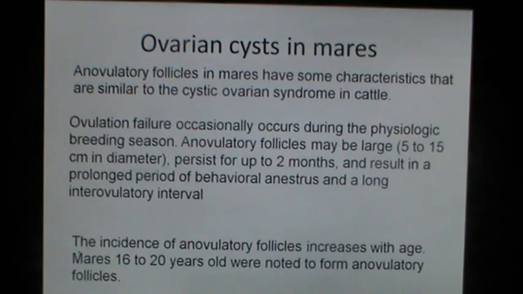Now we talk of ovarian cysts in mares. Anovulatory follicles in mares have some characteristics that are similar to the cystic ovarian syndrome in cattle. Ovulation failure occasionally occurs during the physiologic breeding season. Anovulatory follicles may be large, 5 to 15 cm in diameter, persist for up to 2 months, and result in a prolonged period of behavioral anestrus and a long interovulatory interval. The incidence of anovulatory follicles increases with age. Mares 16 to 20 years old were noted to form anovulatory follicles.